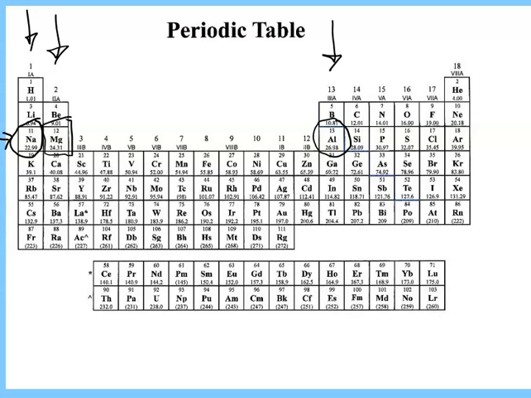This means that sodium, magnesium, and aluminum, what do they have in common? They're all in period 3, the third horizontal row. And what do they have that's different? Sodium's in group 1, magnesium is in group 2, and aluminum is in group 13 because it's the 13th column over.